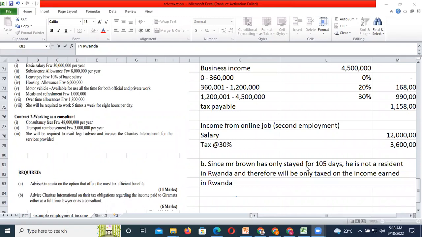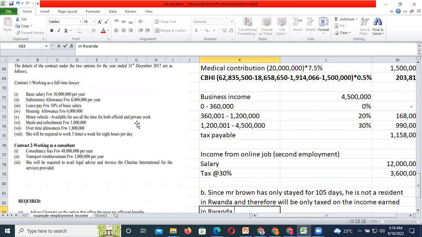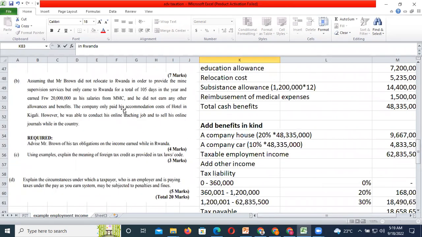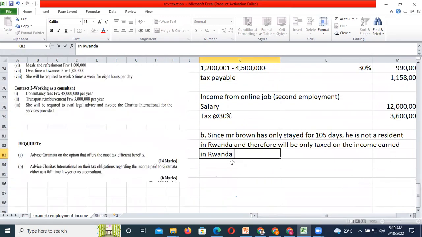The income that he is generating in Rwanda. So we can look at that. The income he generates in Rwanda. So he's going to be earning the basic salary of 20 million.